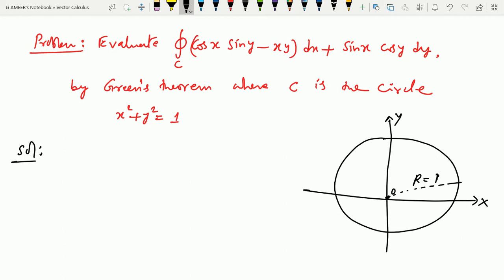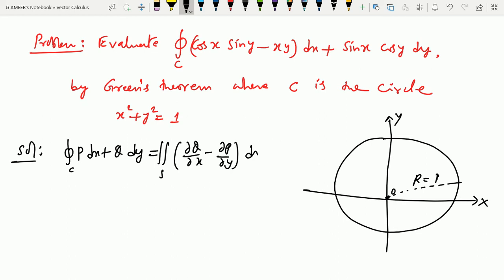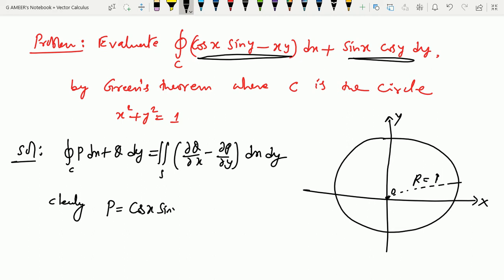So what does our theorem say? Circulation: the integral of p dx plus q dy is equal to the surface integration of dou q by dou x minus dou p by dou y into dx dy. This is very well known for us. In our problem, this will be the p and this will be the q. So clearly, what is p here? Cos x sin y minus xy. Then what is q here? That is sin x cos y.